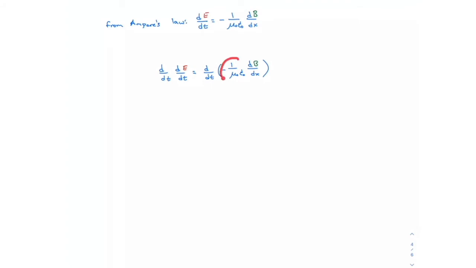But now, this minus 1 over mu epsilon naught, those are constants. So they're not changing in position or time. So I'm going to pull those outside of my derivative. And what I'm going to be left with is the derivative of B with respect to x and then with respect to t. But I can switch that order, and I can take the derivative of B with respect to t and then x if I want, and I'm going to do that.